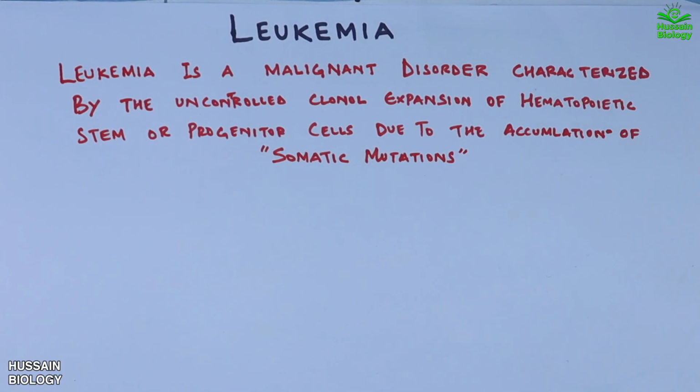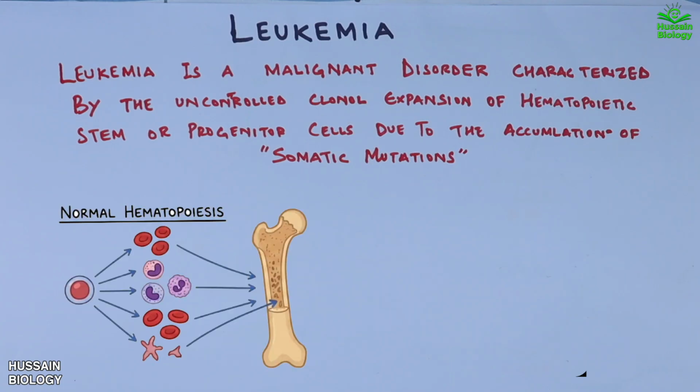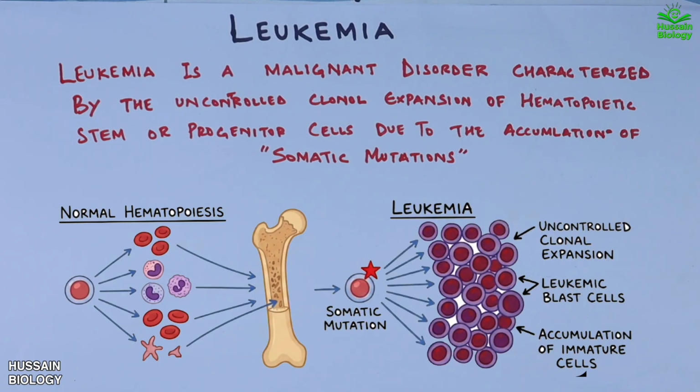We can see with the help of this diagram on the left side, we have the normal hematopoiesis. In a healthy individual, hematopoietic stem cells present in the bone marrow divide in a regulated manner and differentiate into mature blood cells. These include red blood cells, white blood cells, and platelets, all produced in balanced numbers to maintain normal blood function. Whereas on the right side, we see what happens in leukemia.